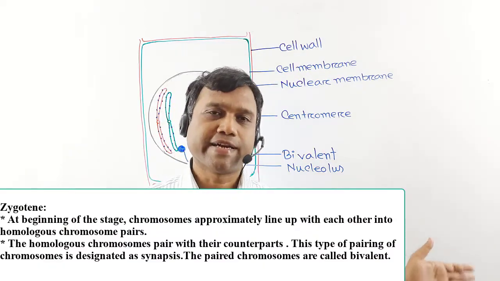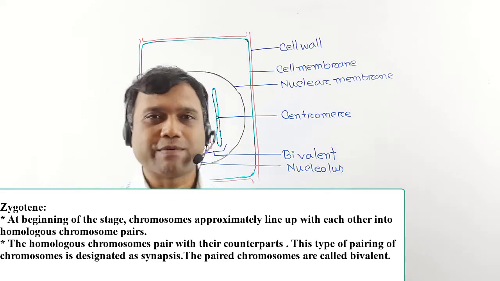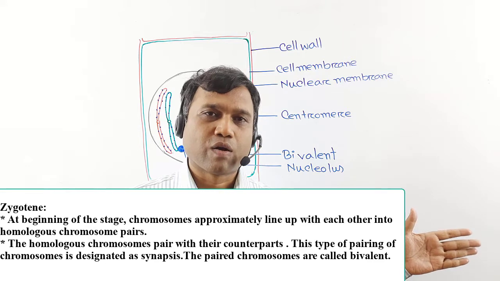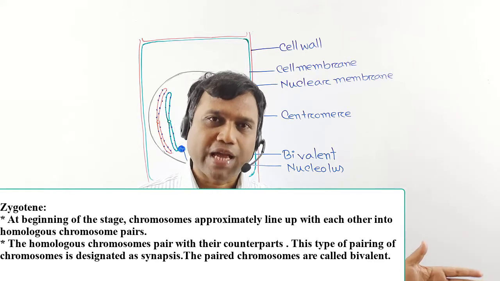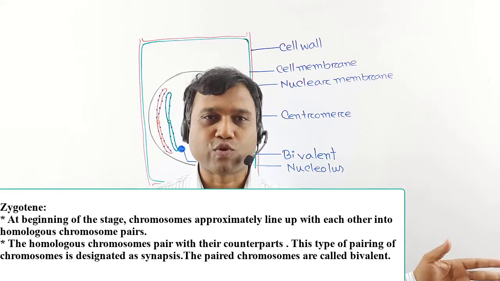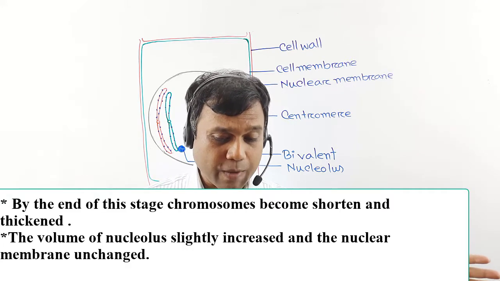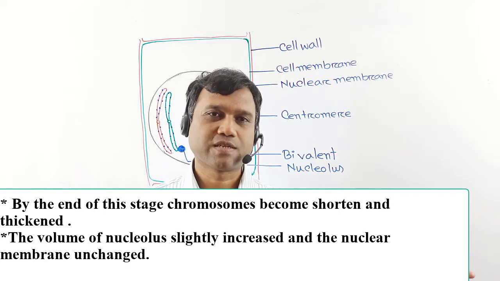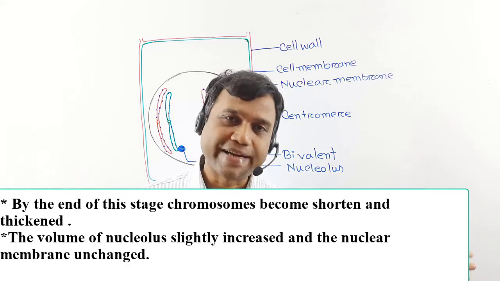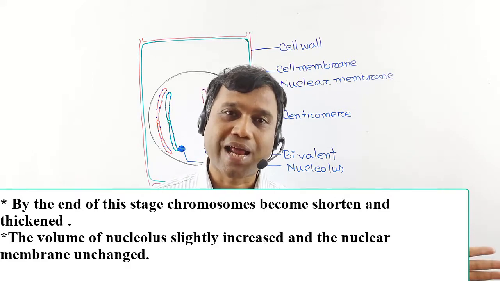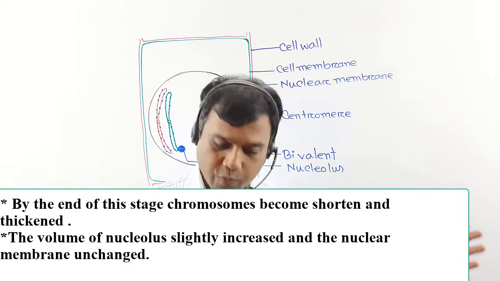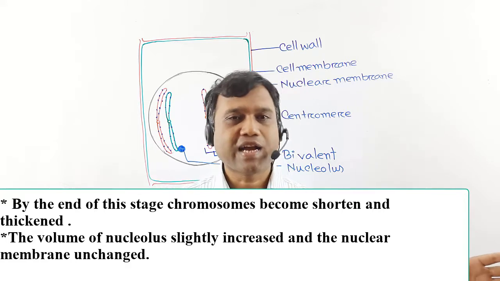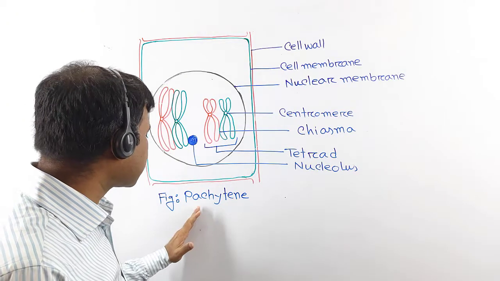So the identifying characteristics of the zygotene substage: at first, the homologous chromosomes come close and make a pair. This pair is known as bivalent, and the process by which the bivalent is produced is known as synapsis. Second point, by reducing water, the chromosome gradually becomes thick and short. Third point, the nuclear membrane and nucleolus remain unchanged. The third substage name is pachytene.